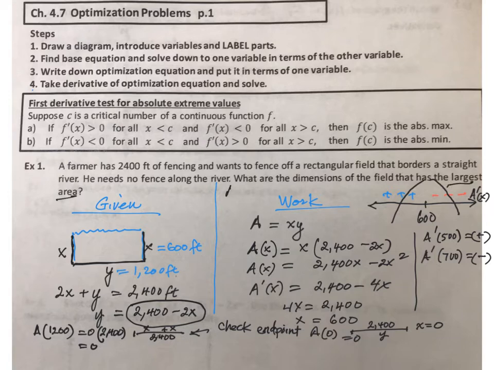So again, the largest area happens at 600 for X and 1,200 for Y, which equals 720,000 square feet.